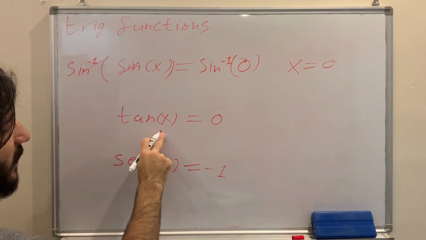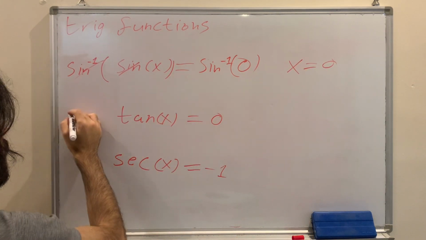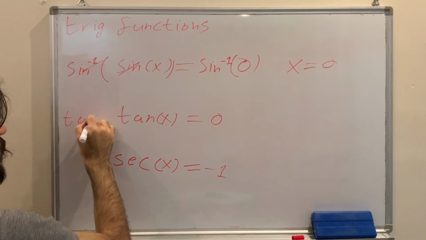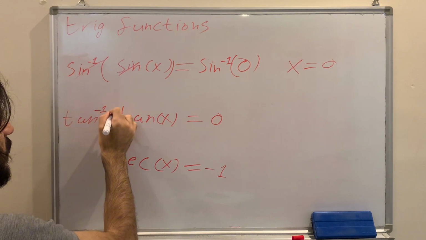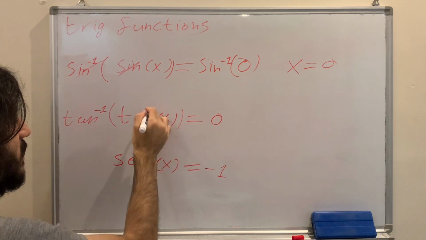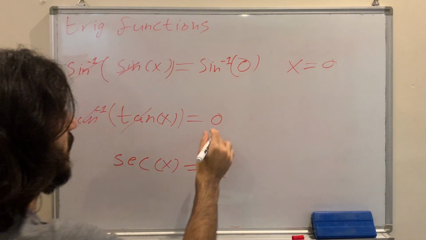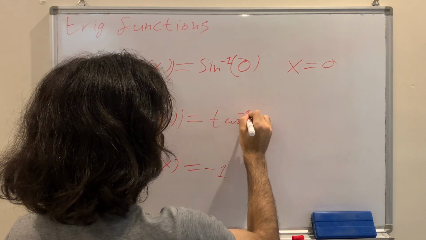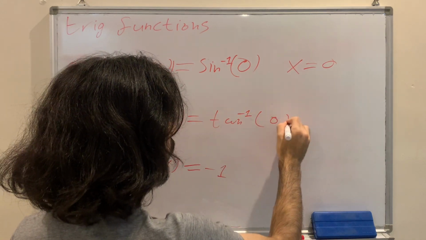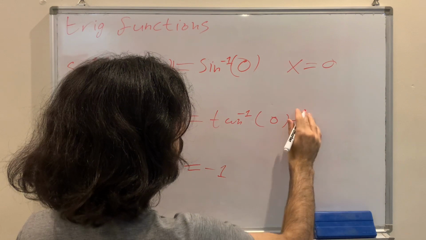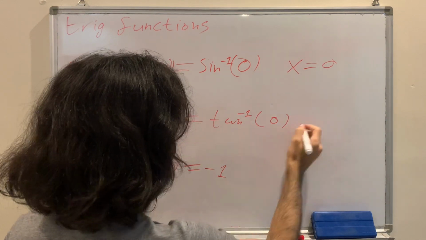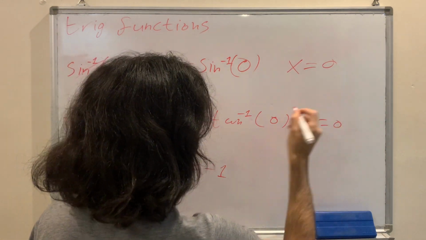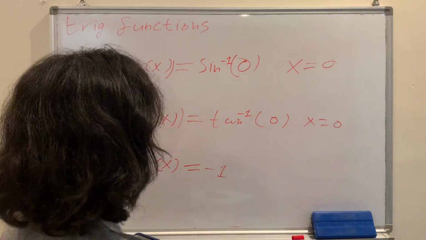Now on to tan of x equals 0. Again, we just take tan inverse of tan of x. This and this cancel out, and you'd get here tan inverse of 0, which gives you x equals 0, because tan inverse of 0 is just 0.